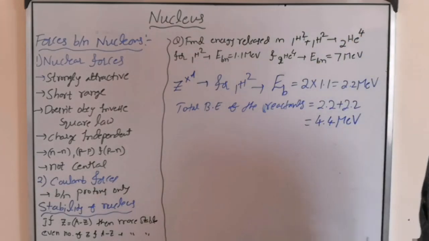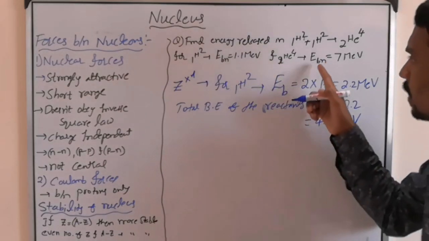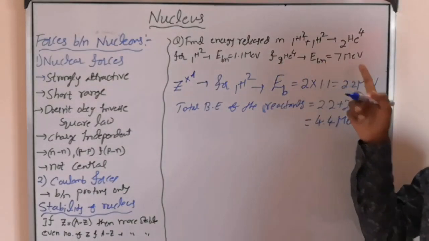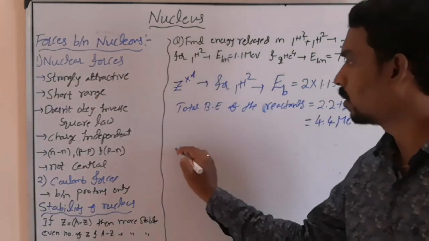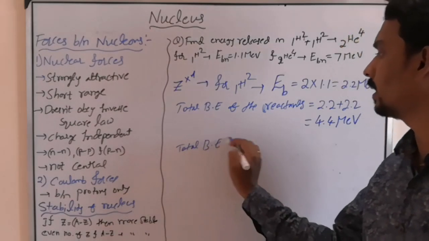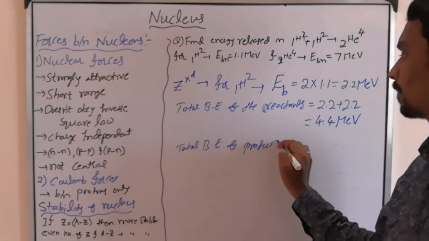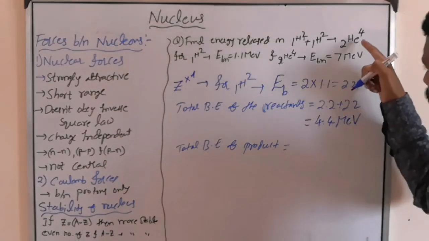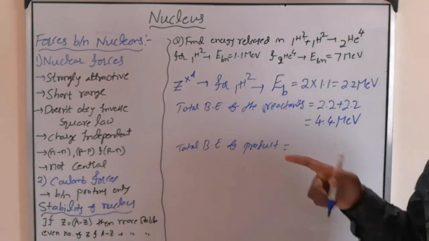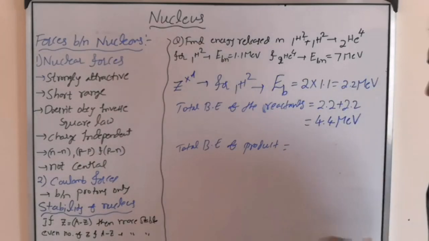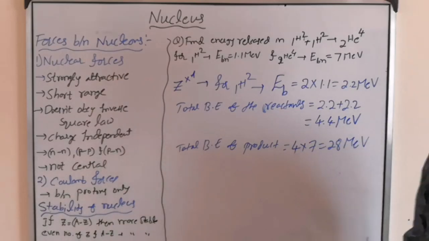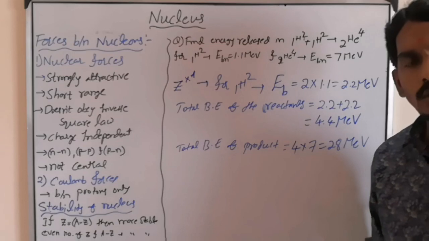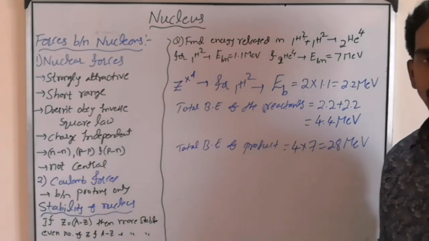Now what about the product? Product is 2 helium 4, where for helium the binding energy per nucleon is 7 mega electron volt. So the total binding energy of the product: here a total of 4 nucleons are there. For one nucleon the energy is 7. For 4 nucleons, 4 into 7, 28 mega electron volt. So this is the total binding energy of the product.